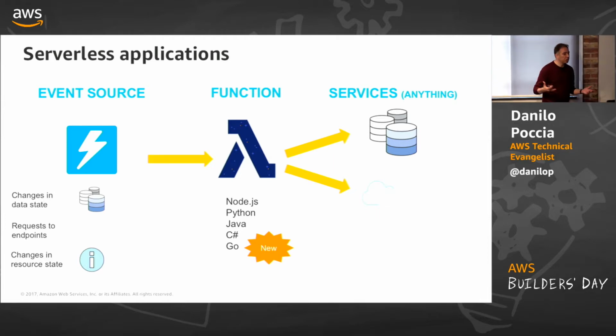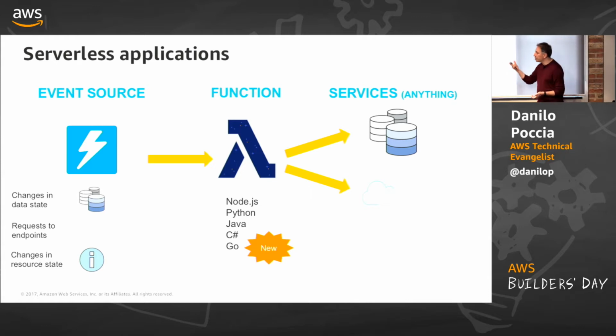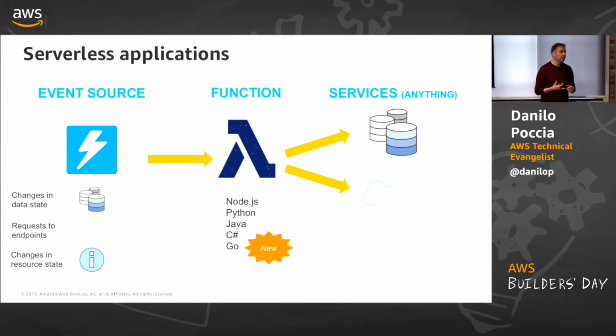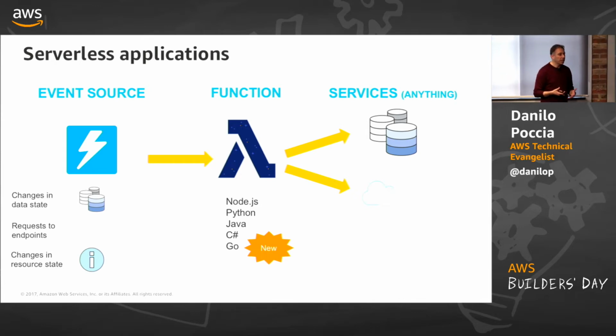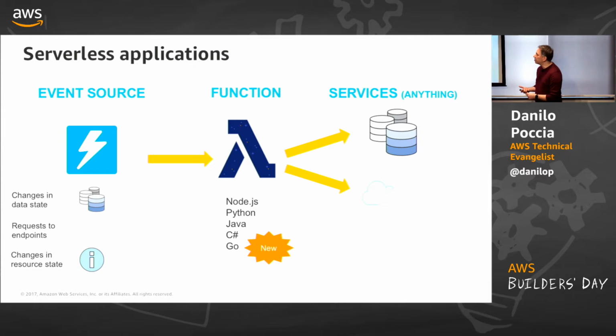It's your code. You can use lots of different languages: Node.js, Python, Java, C#. We support .NET Core 2.0, and we also added more recently Go. And there are no dependencies. You just need to know the syntax of the event that you receive from the event source. And then you can do whatever you want in your code. You can bring your own libraries. It's very easy to start.